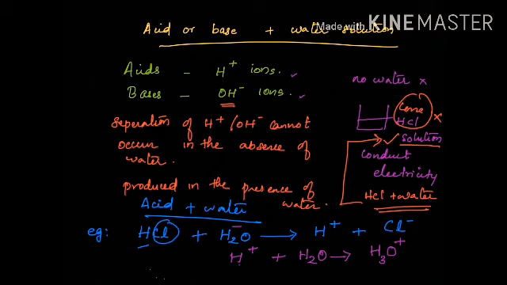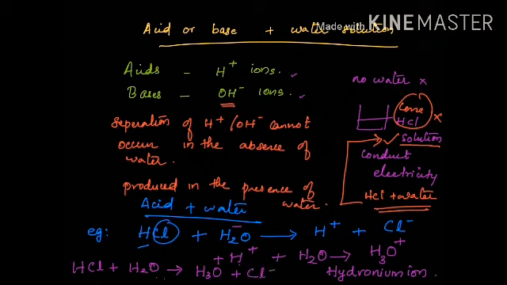H3O plus ions, we call it the hydronium ion, right? Hydronium ion, H3O plus. So we can rewrite this equation as HCl plus H2O gives, instead of H plus, we will write H3O plus, because when H plus is formed, at that moment itself, it will mix with the water. H3O plus plus Cl minus.